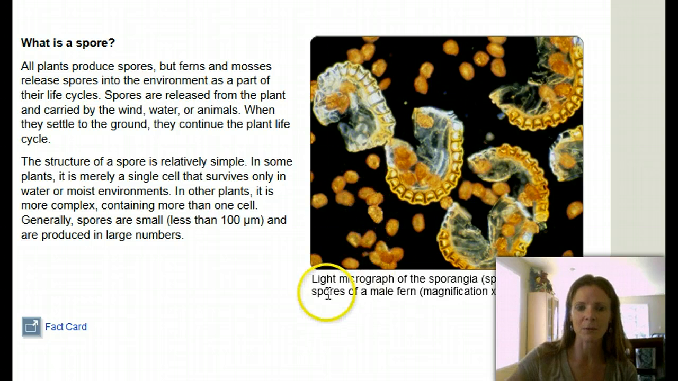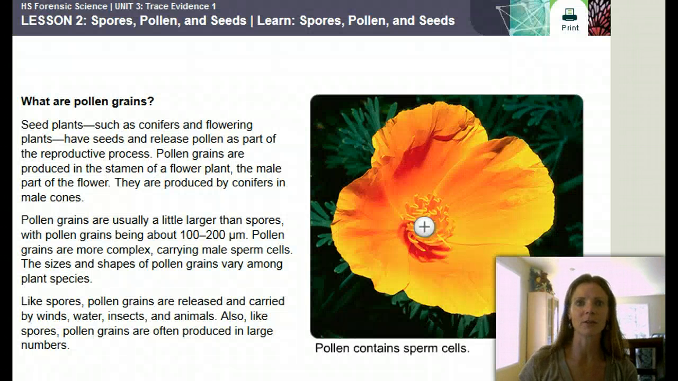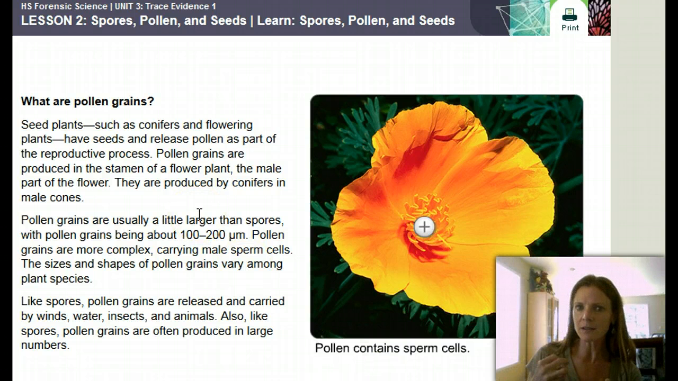So here's a light micrograph of the sporangia, which are the spore sacs, and then the spores of a male fern. So anyways, spores, again, you'll find them pretty much from every plant, but they look different in different plants. There are different types of plants. We have seed plants that basically produce seeds. So it's not necessarily the spores that we would think of, but they still are pollen grains basically that aid in that reproduction for flowers.